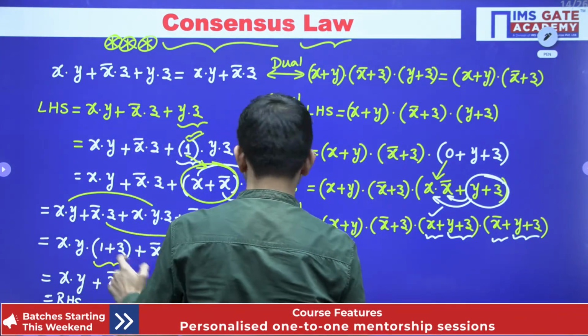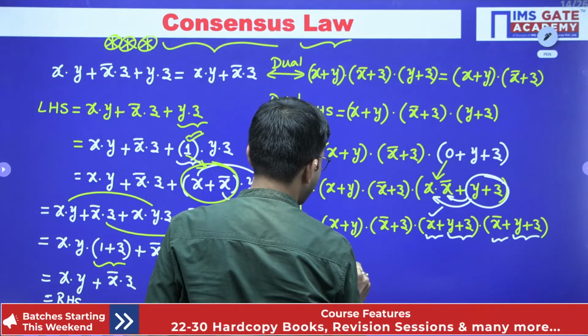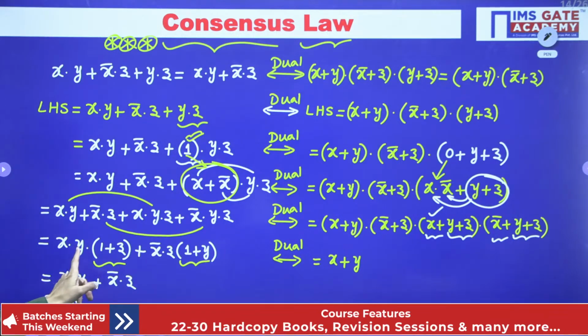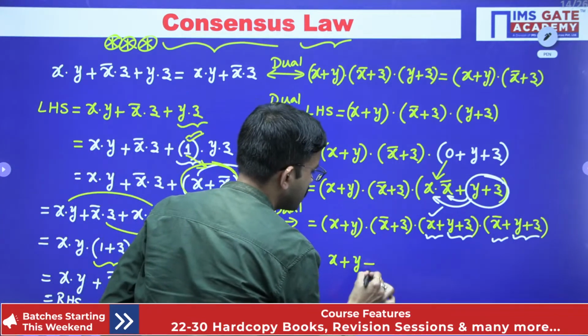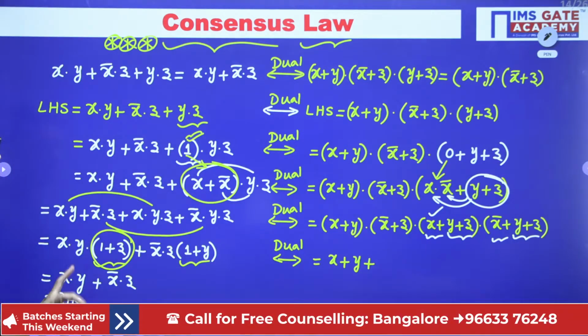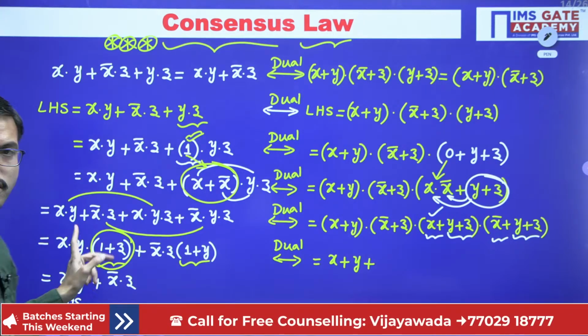Here you are having xy, so you will get x plus y. Now tell me, here logical and is there, here logical or. Now tell me, regarding 1 plus z, what is the dual? What is the dual term for 1 plus z? For 1, what is the dual? 0.